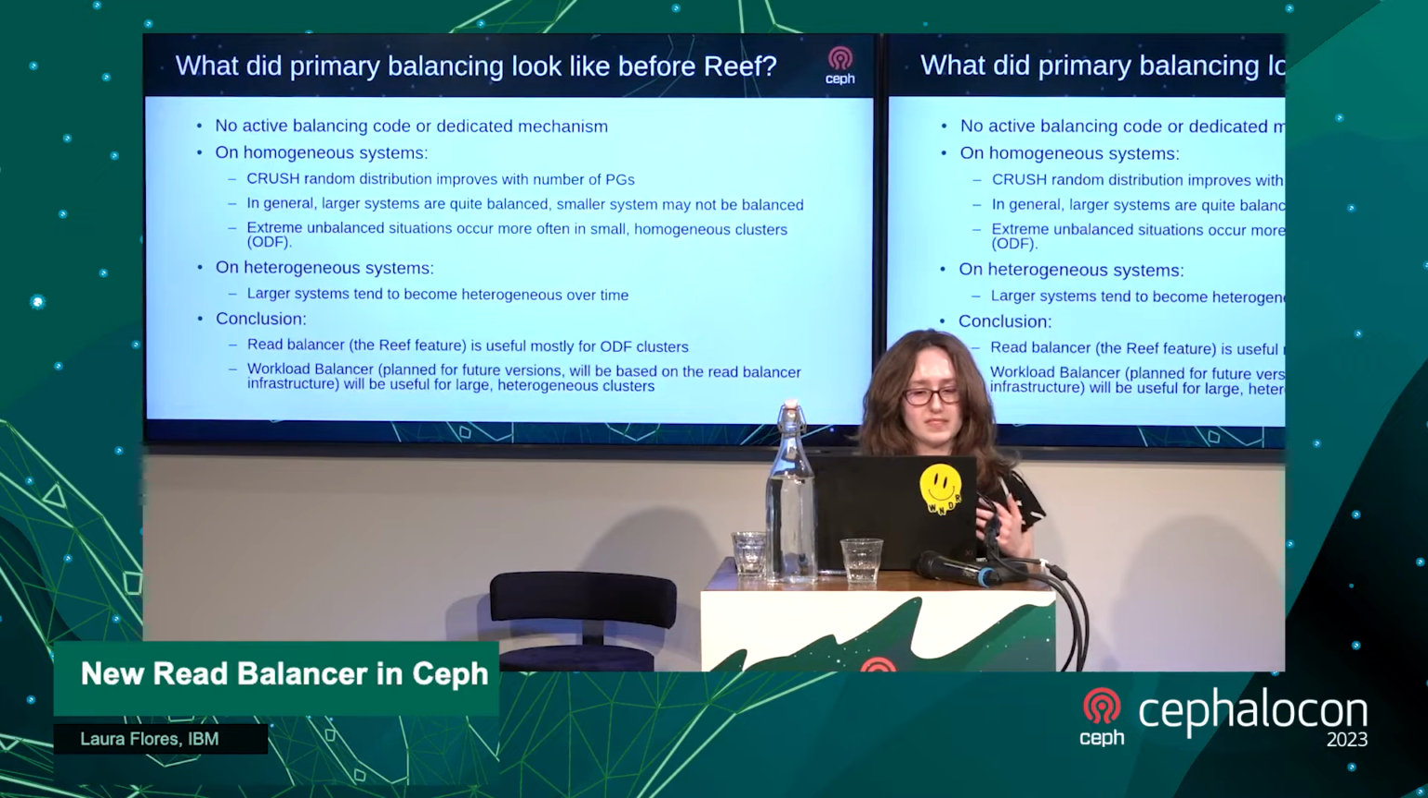Or actually, on smaller clusters, the CRUSH statistics don't always work out in our favor, but the more PGs you add, the CRUSH statistics work to balance the primaries, and it's a bit more balanced that way. And that's my second bullet point. In general, larger systems are quite balanced, but smaller systems like small ODF clusters may not be balanced. And we sometimes see extreme unbalanced situations occur on small homogeneous clusters, like in the bookcase example.